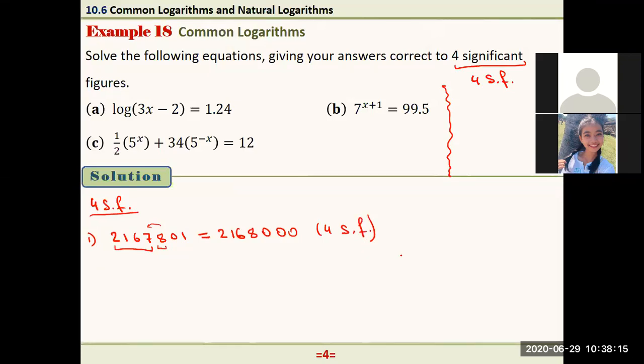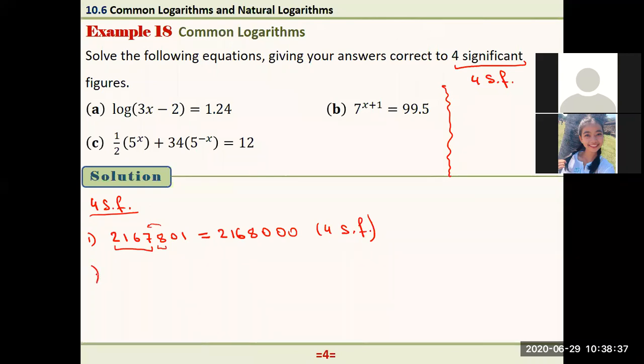I'm just explaining here because in the exam, if I tell you to write the answer correct to 4 significant figures, even if one digit is wrong, your answer is wrong. It may be very close, even your solution is correct, but you should also know how to write a number correct to a certain number of significant figures. That's why you should be careful.